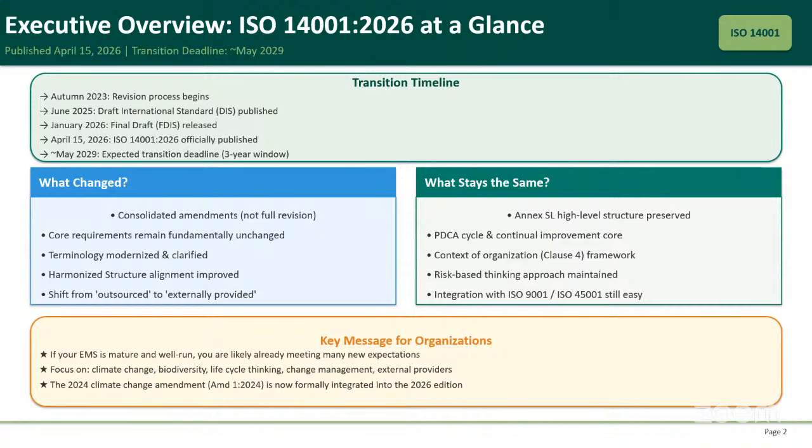The terminology is modernized and clarified, like the example I gave of outsourced processes. Another one is that risks and opportunities are now defined together. There's no separation in the definition, but we still get there. Those are just some of the little differences you come across in the standard. Then harmonized structure alignment is improved. We want to harmonize from the high level structure; we are now harmonizing most of the standards together.